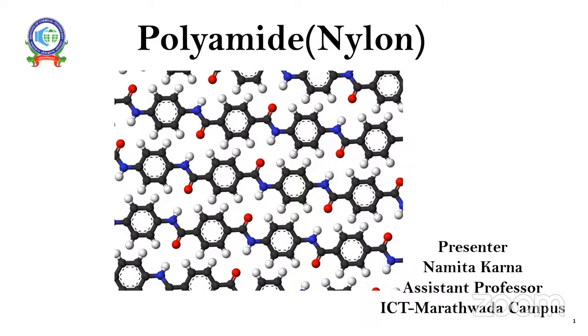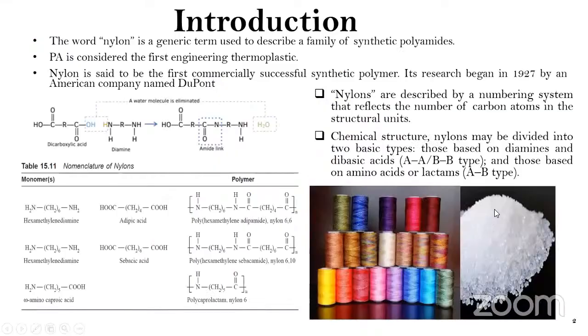So first of all, we have to know what it is. The word nylon is a generic term used to give a family name, that is, synthetic polyamide. And this polyamide, in short form, we generally call PA. It is the first engineering thermoplastic.